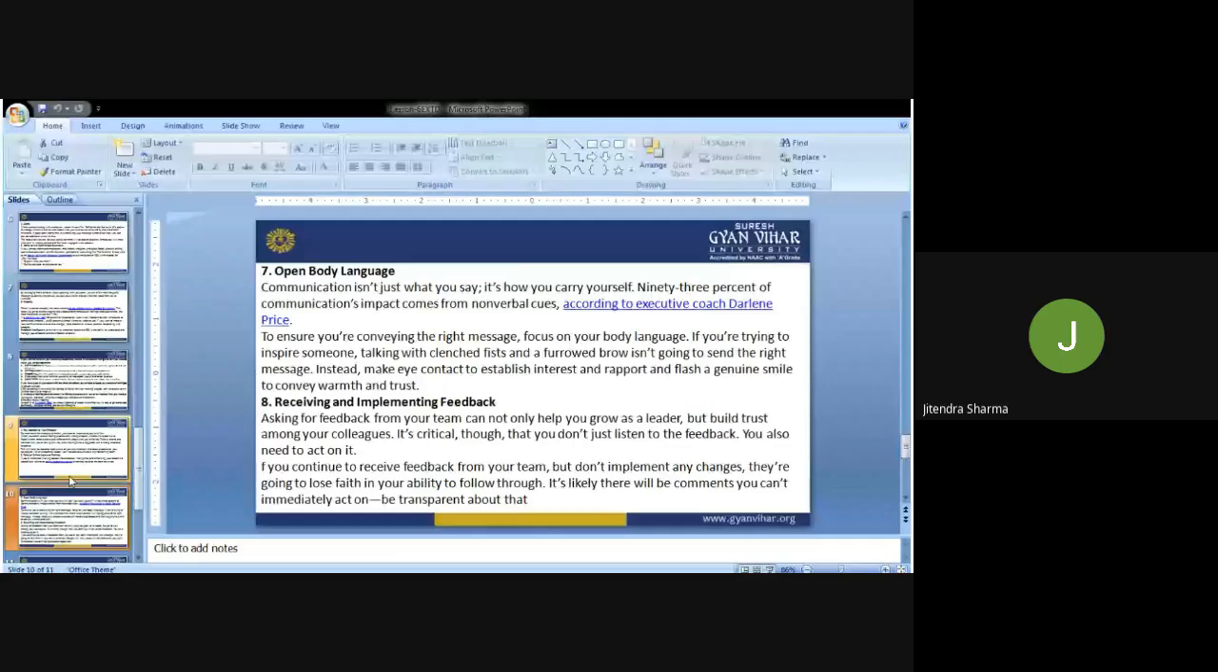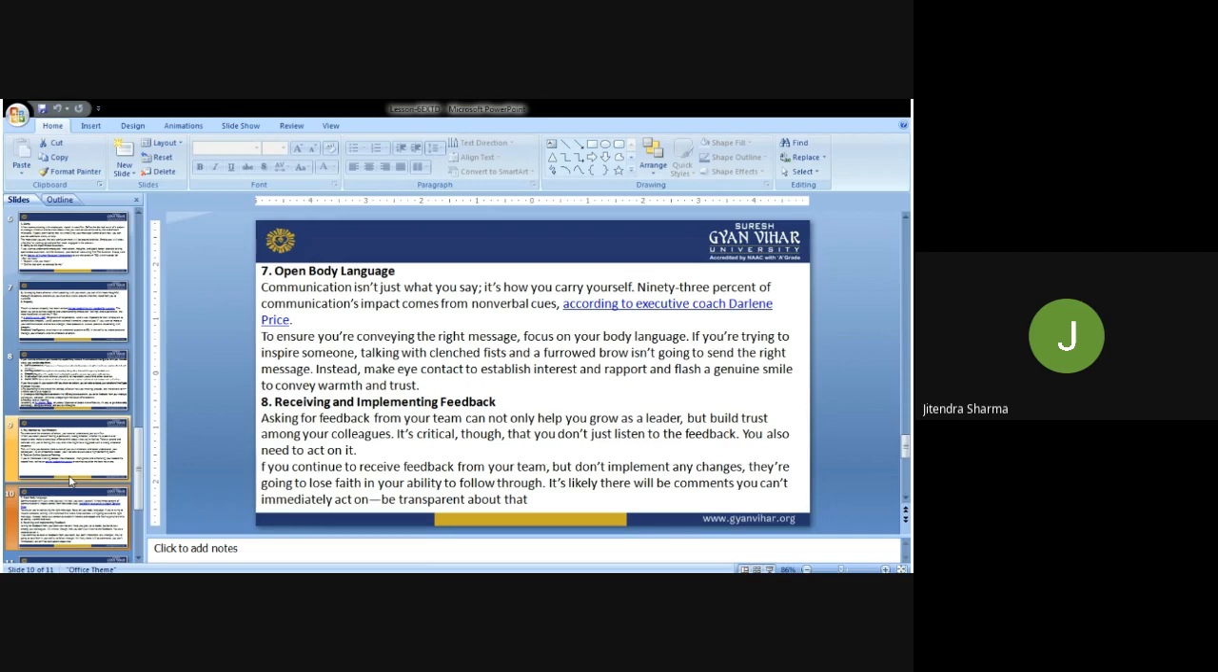To ensure you are conveying the right message, focus on your body language. If you are trying to inspire someone, talking with clenched fists and a furrowed brow is not going to send the right message. Instead, make eye contact, because that eyeball to eyeball contact is very important. The body language, the eye contact, the tone and the pauses are all barriers if you are not using them. If you are not using these linguistic styles of communicating, your communication will have less impact.